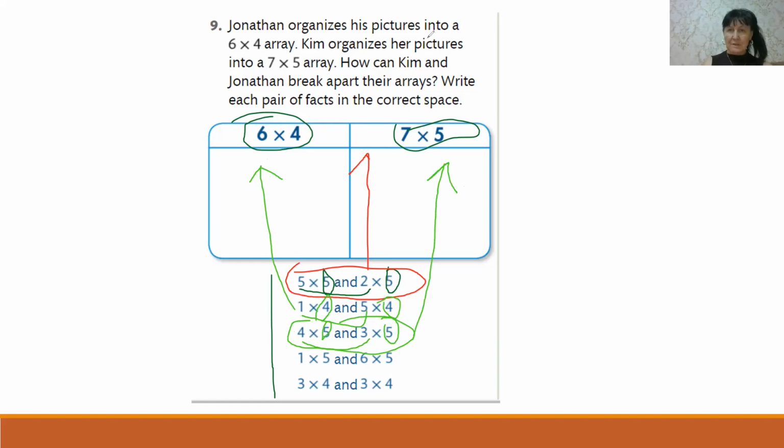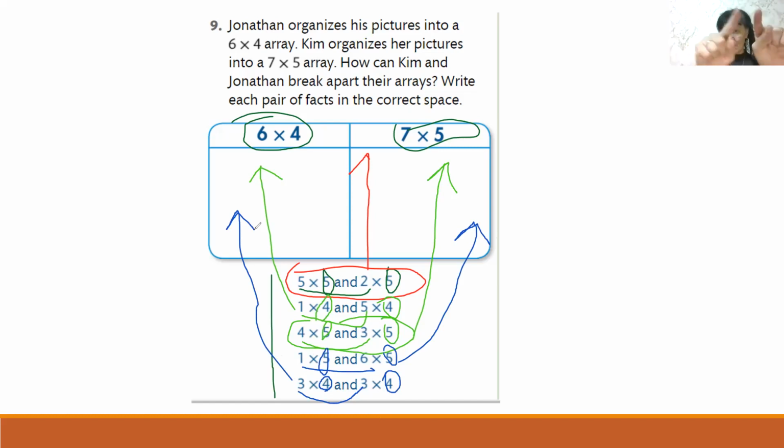Okay, now let's check another one with another color. Again, we are looking for the same factor, 5 and 5, and here 1 and 6, 7. So here again, we have 7 times 5. It goes this way to this column. And the last one, we have 4 and 4 here. 3 plus 3 is going to be 6. So 6 times 4 goes this way. Actually, you need to copy, okay? I'm showing you the arrows. You are copying in this place.